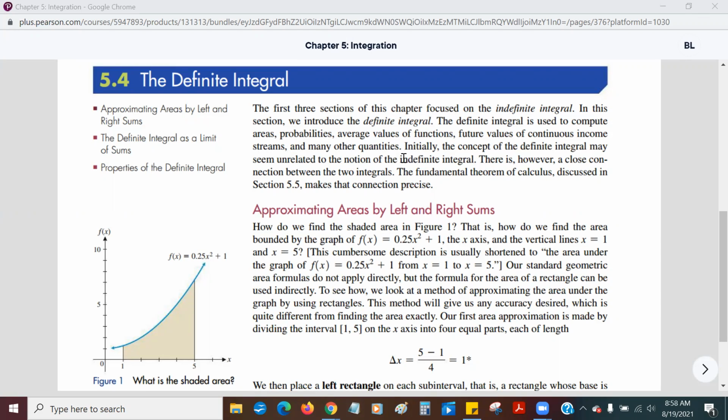5.4, we're doing 5.4 today, which is the definite integral. So here's the story. We learned in geometry how to find the area of a rectangle, how to find the area of a triangle. What about finding the area of a parabola, the area of just a weird shape? We never learned formulas for that. Part of the reason is because there are no formulas for a lot of these weird shapes. But that is the beauty of calculus, because calculus says, hey, we don't have a formula, but we don't care. We're going to figure it out anyway.